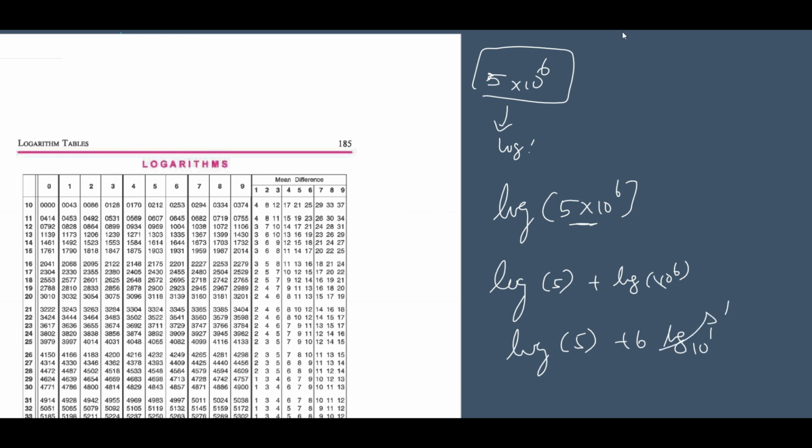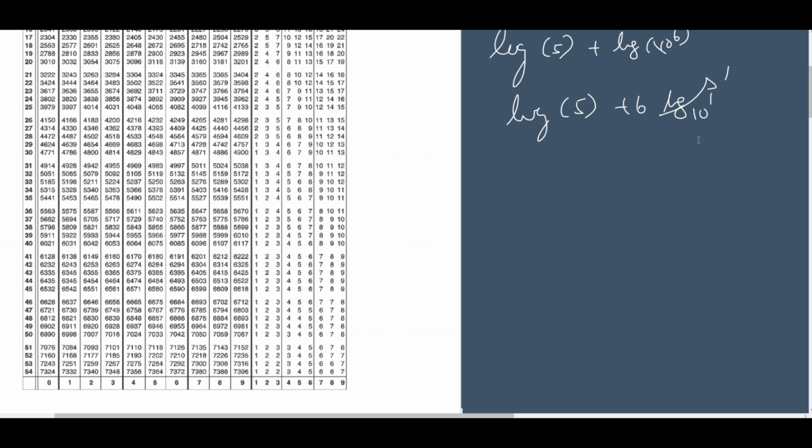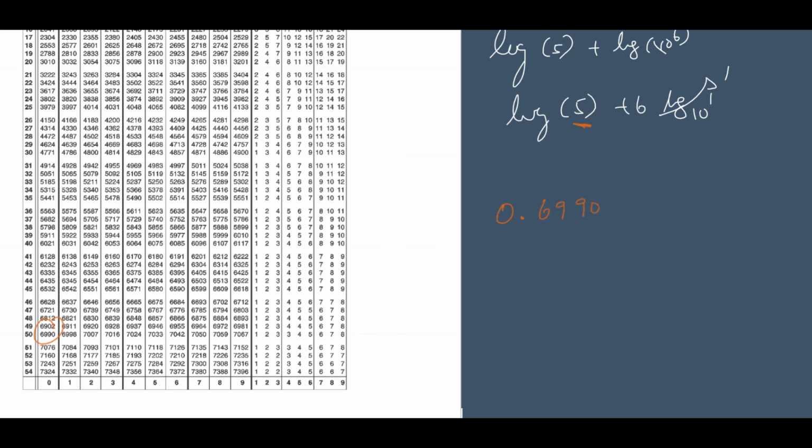So my answer is what? So we have to focus the log 50. So here 5 is there, so 0 point, only one digit, that's why I marked as 0. So 50 is 0, you have to take 6990 plus, what is my value? 6. So my final answer is nothing but 6.6990. This is my answer.